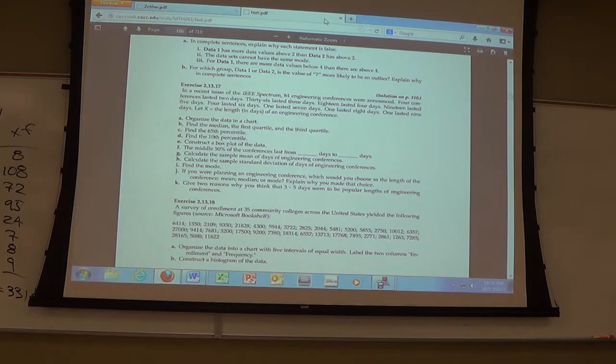As a matter of fact, it looks like the lion's share of the conferences last between 3 and 5 days. That's like 20, 20, and 36. That's 56 of the 84. It's about 3/4 of the conferences last between those 3 days.